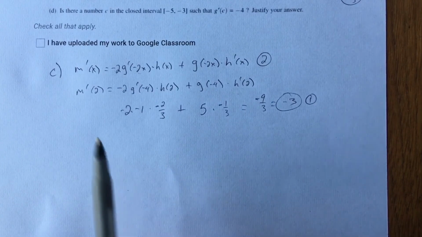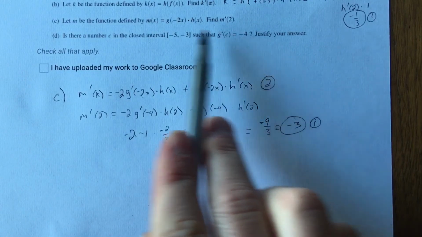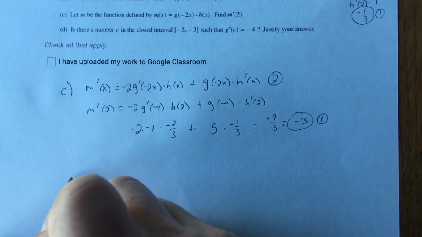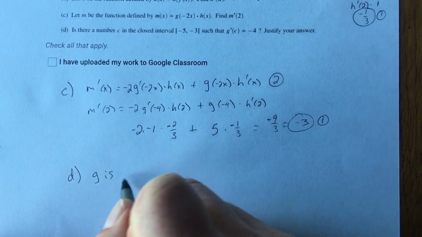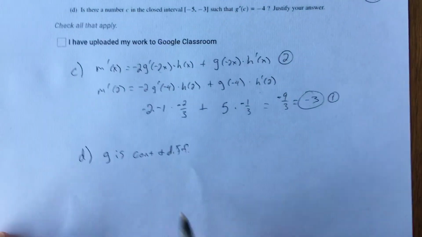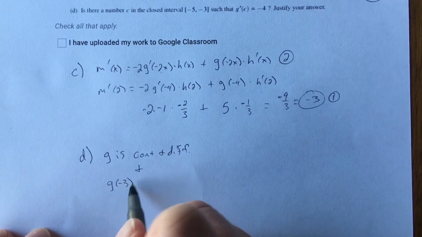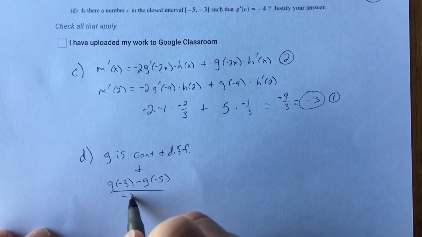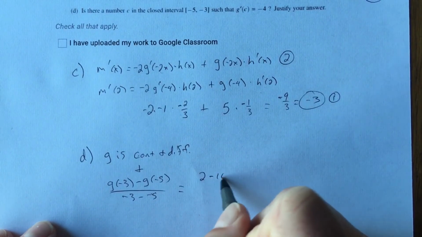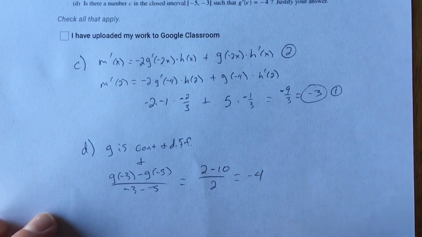All right. Then the last question says, is there a number c in the closed interval such that g prime of c equals negative 4? So that's that mean value theorem idea, right? So let's look at the average rate of change on this. So we know that g is continuous and differentiable. That's important in order for us to use mean value theorem. g of negative 3 minus g of negative 5, over negative 3 minus negative 5, is equal to 2 minus 10 over 2, which is negative 4.